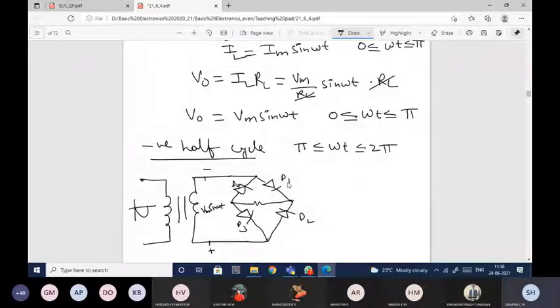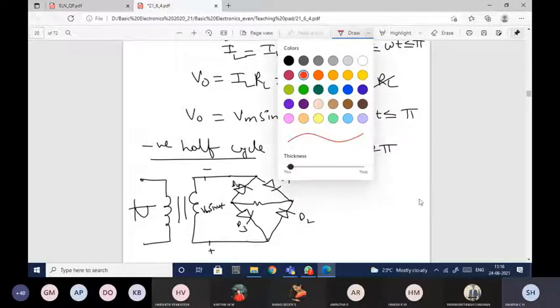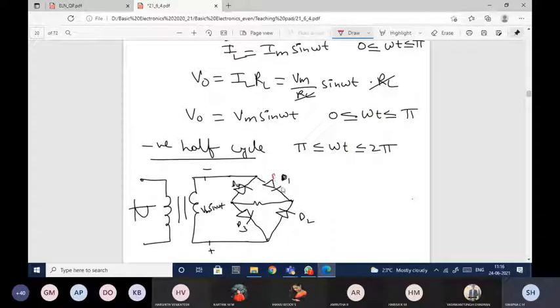Okay, first come with D1. D1 will be either forward biased or reverse biased. This is D1. P is connected to negative and N is connected to positive. So this will be reverse biased. Since it is reverse biased, it will act as open. So here D1 will be open.